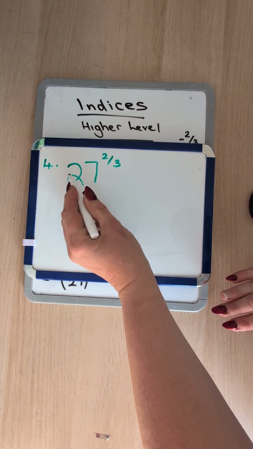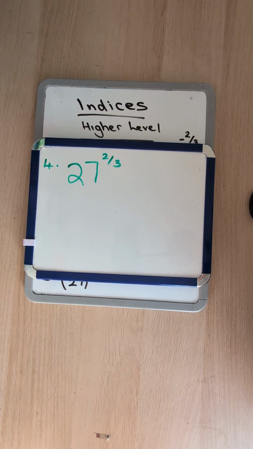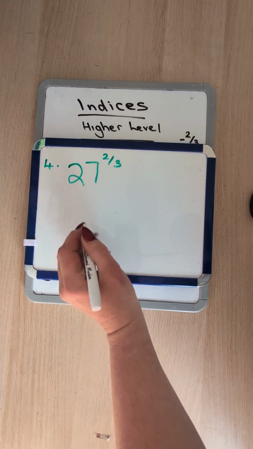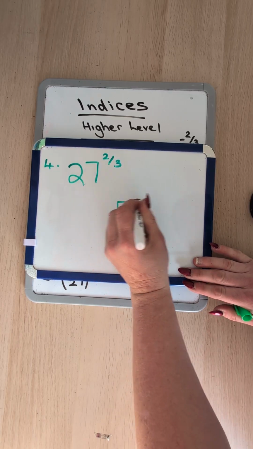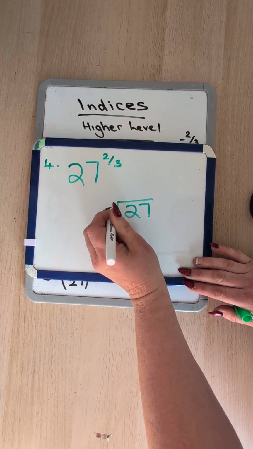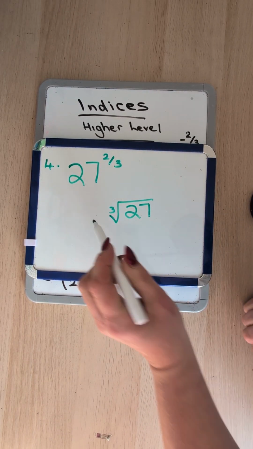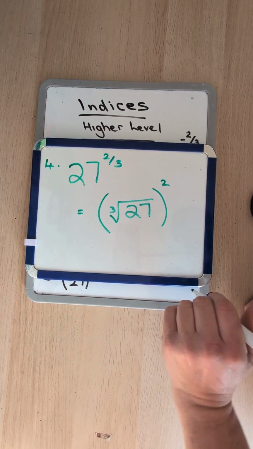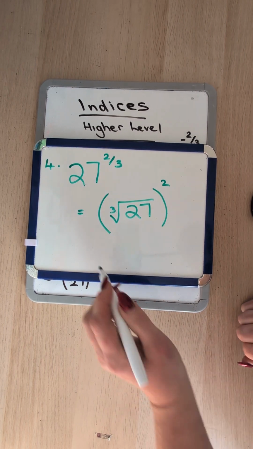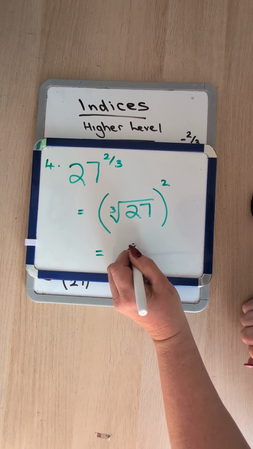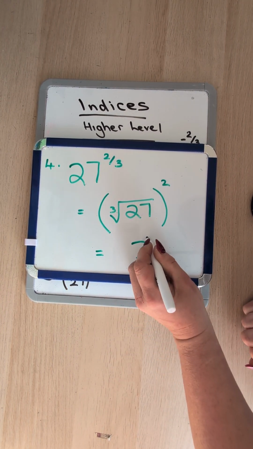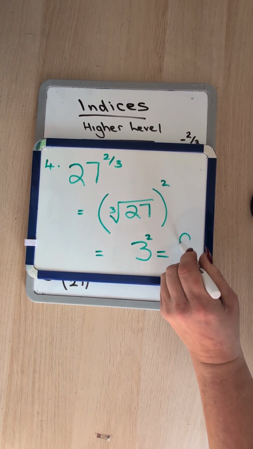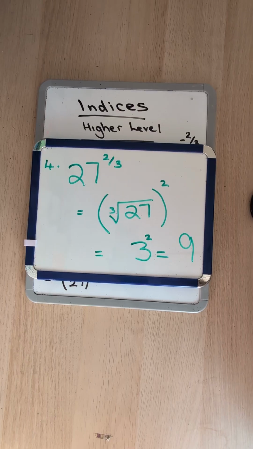All right, so 27 to the power of 2 over 3. Well, the 3 in the denominator is a root. So that is the cube root of 27. Then 2 means we need to square that answer. Okay, so cube root of 27 we did on the last one, which was 3. We're going to square that answer. So the answer to this is 9.